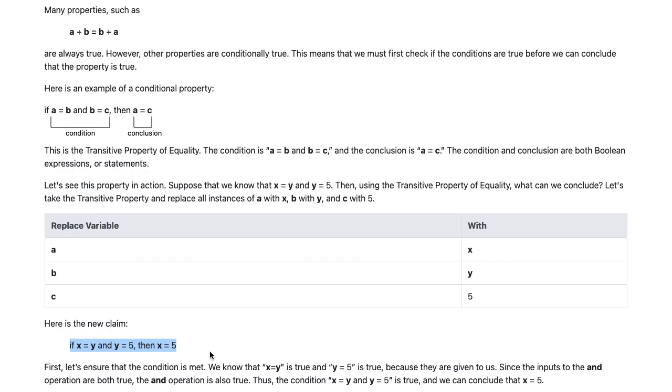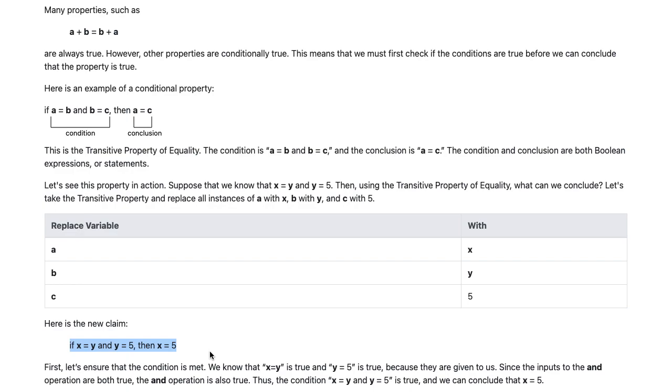First, let's ensure that the condition is met. We know that x is equal to y is true, and y is equal to 5 is true, because they are given to us. Since the inputs to the AND operation are both true, the AND operation is also true. Thus, the condition x is equal to y and y is equal to 5 is true, and we can conclude that x is equal to 5.